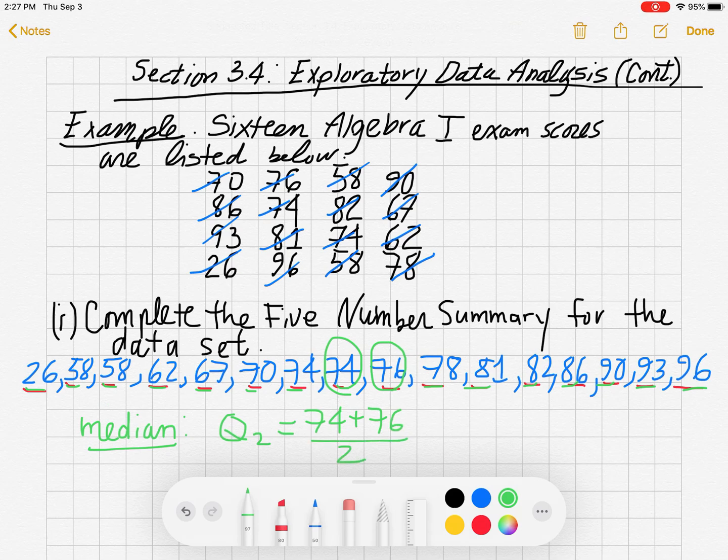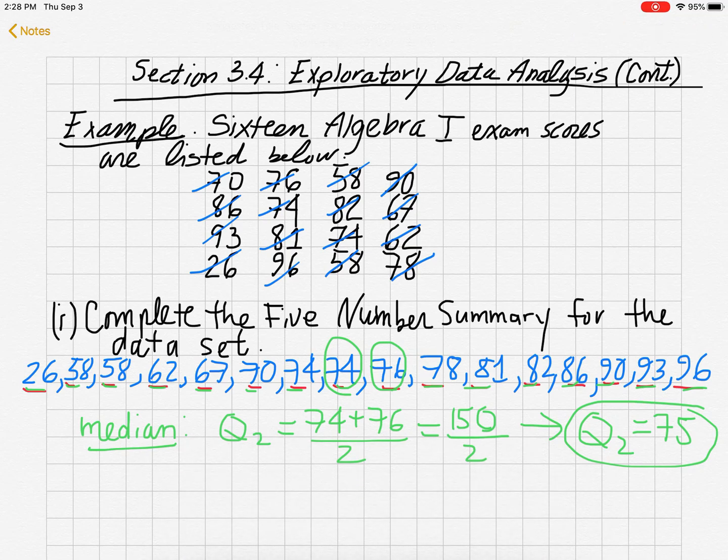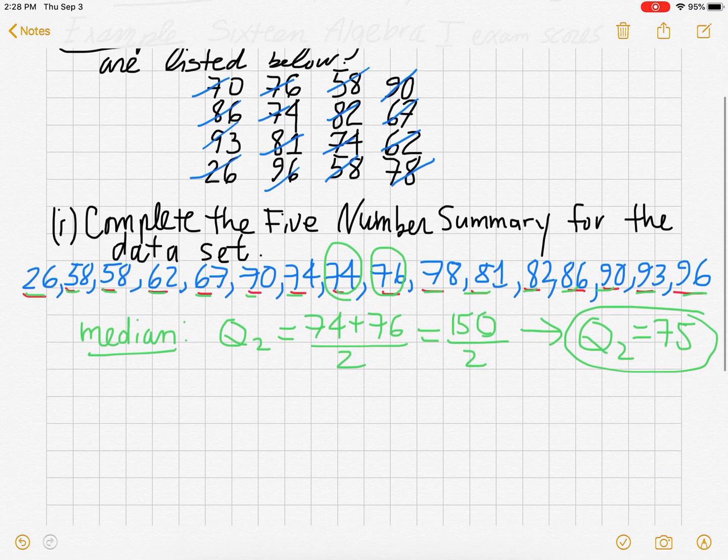Now you could just say 75, right? Halfway between those is 75, but I'm going to do this because sometimes it's not so easy to figure out what's in the middle. In this case, it's easy to figure out 75. What do we got? 150. Let's try it one more time. 150 divided by 2 is 75. So that's your median, also known as the second quartile.